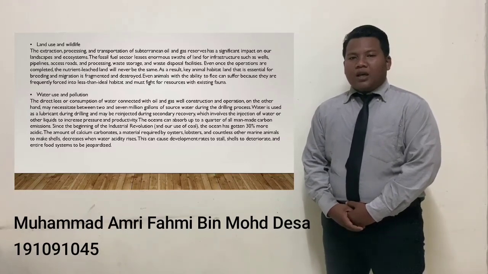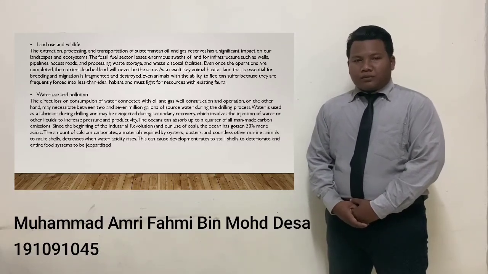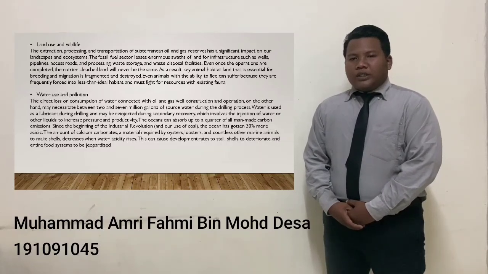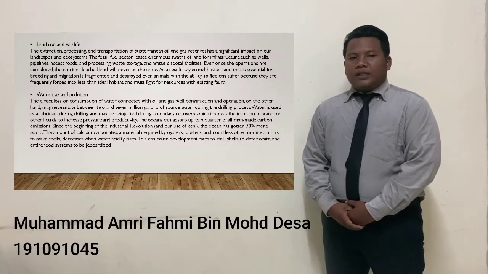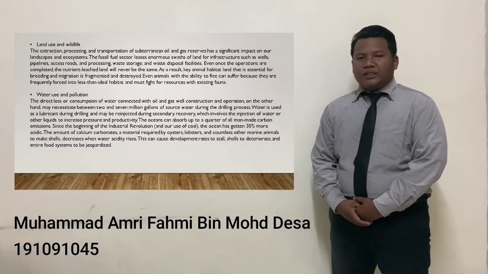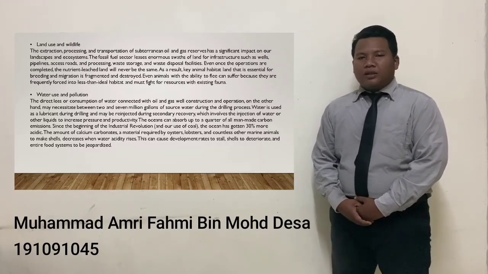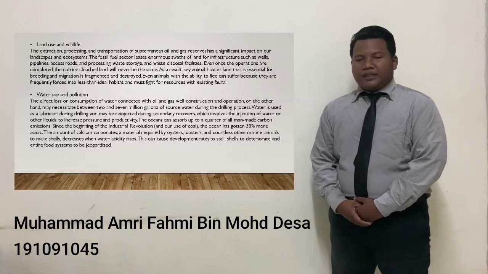The ocean can absorb up to a quarter of all man-made carbon emissions. Since the beginning of the Industrial Revolution, the ocean has gotten 30% more acidic. The amount of calcium carbonate, a material required by oysters, lobsters, and countless other marine animals to make shells, decreases when water acidity rises. This can cause development rates to stall, shells to deteriorate, and entire food systems to be jeopardized.